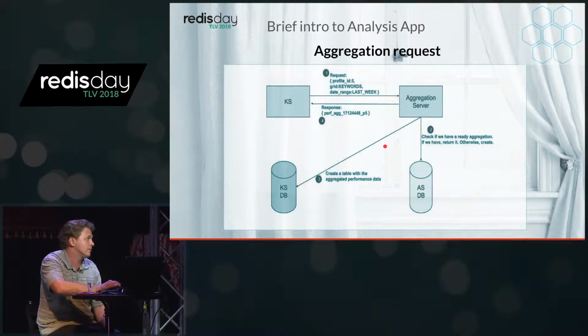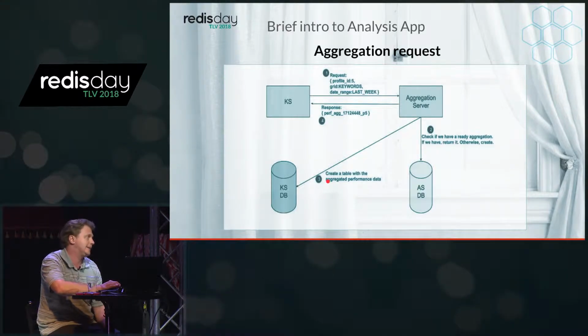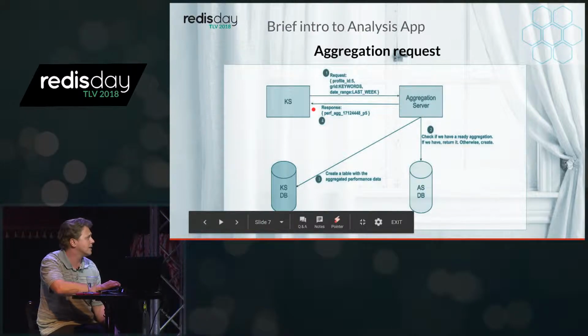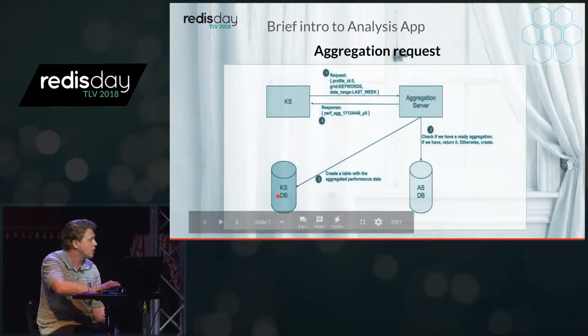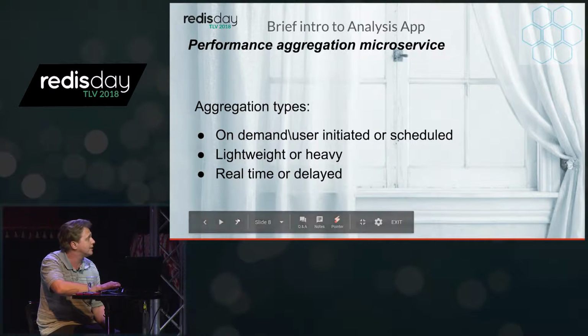Aggregation job actually goes to the database, brings all the needed data, aggregates the data, creates a new table with the aggregated data, and makes the analysis server know that the data is ready, what is the table that contains the data, and this way allows the analysis application to go and use the data.